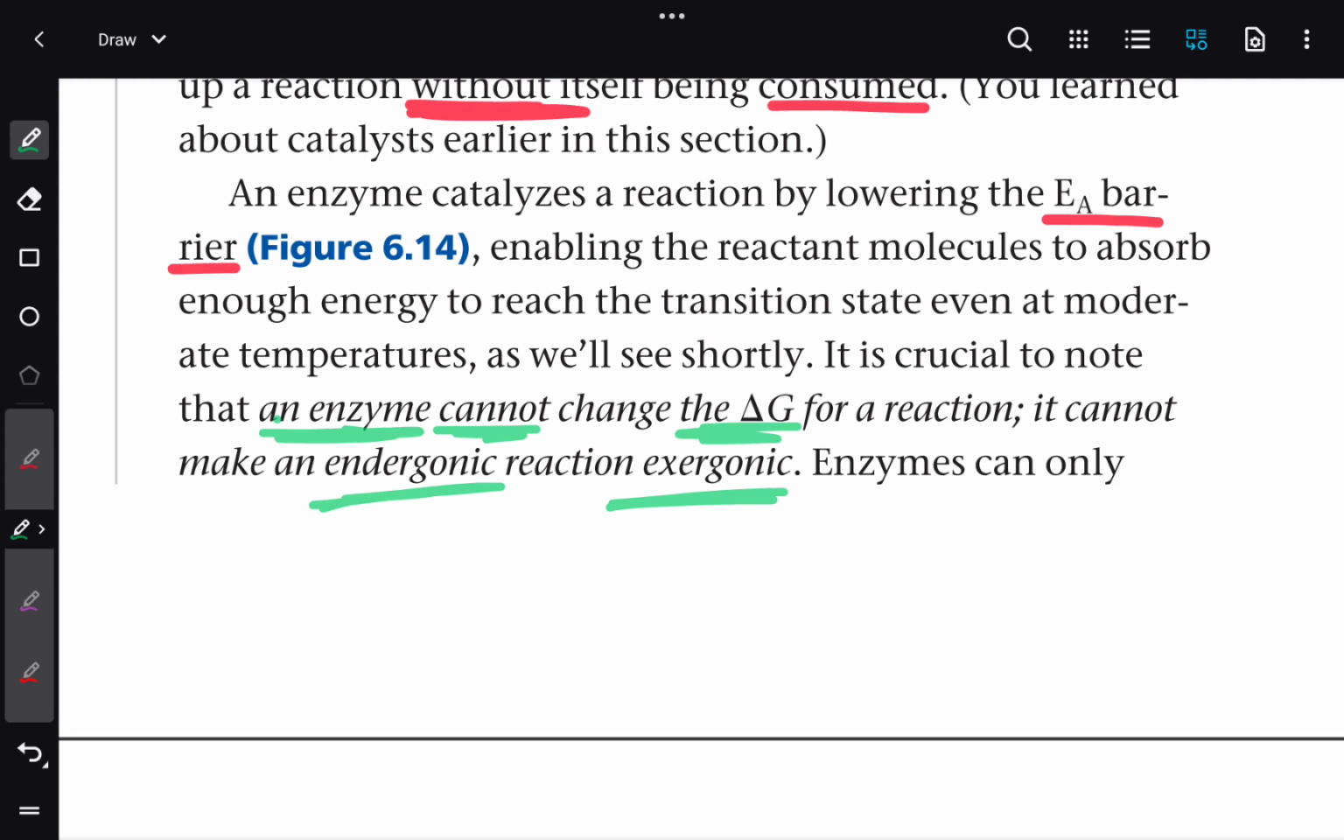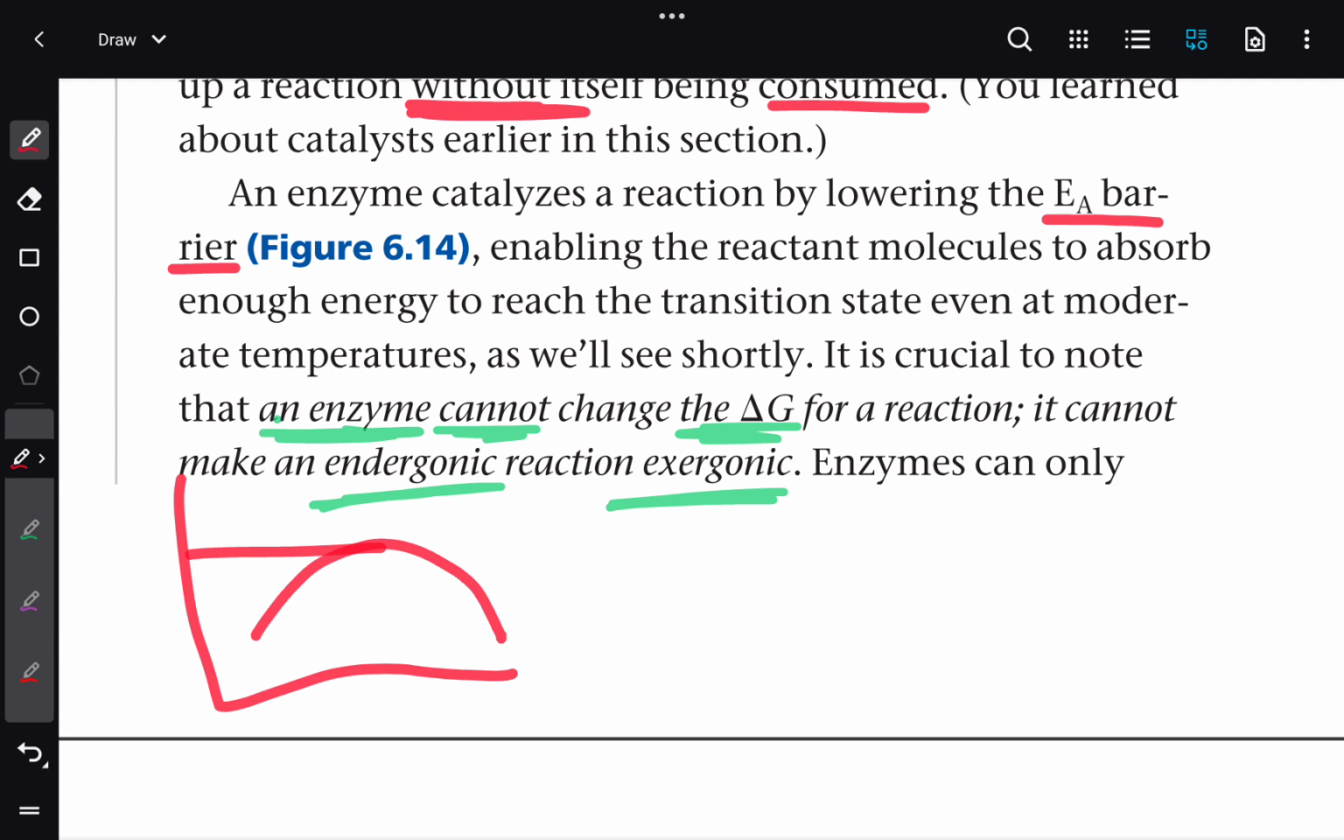The enzyme doesn't provide energy. It just lowers the hump, the energy barrier. I like the hump idea. Instead of being like this, here the energy needed for activation is here. The enzyme does this.